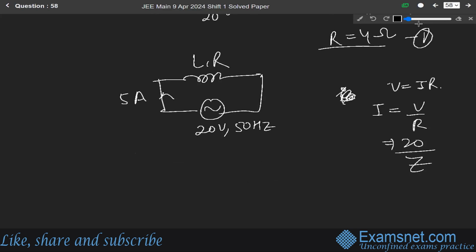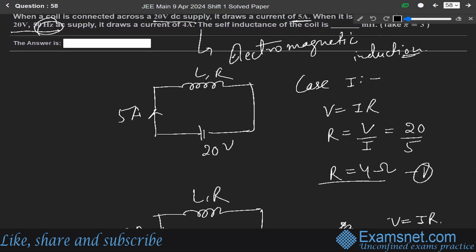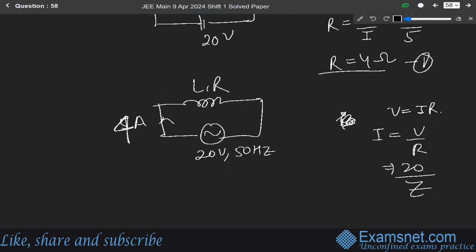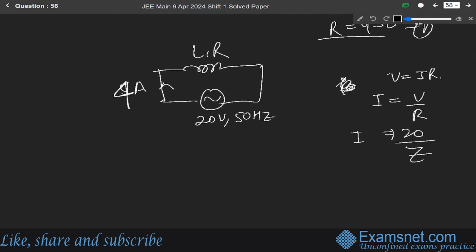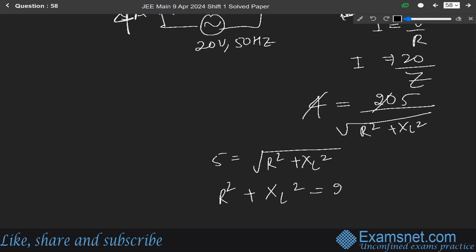So we know that the current is 4 ampere now, not 5 ampere. So I is equal to 20 over Z. So I is 4 ampere equals 20 over Z, where Z is under root of R square plus XL square. Since it is an inductance also, XL is required. So 4 times 5 is 20, so 5 is equal to under root of R square plus XL square. Squaring both sides, we get R square plus XL square equals 25.